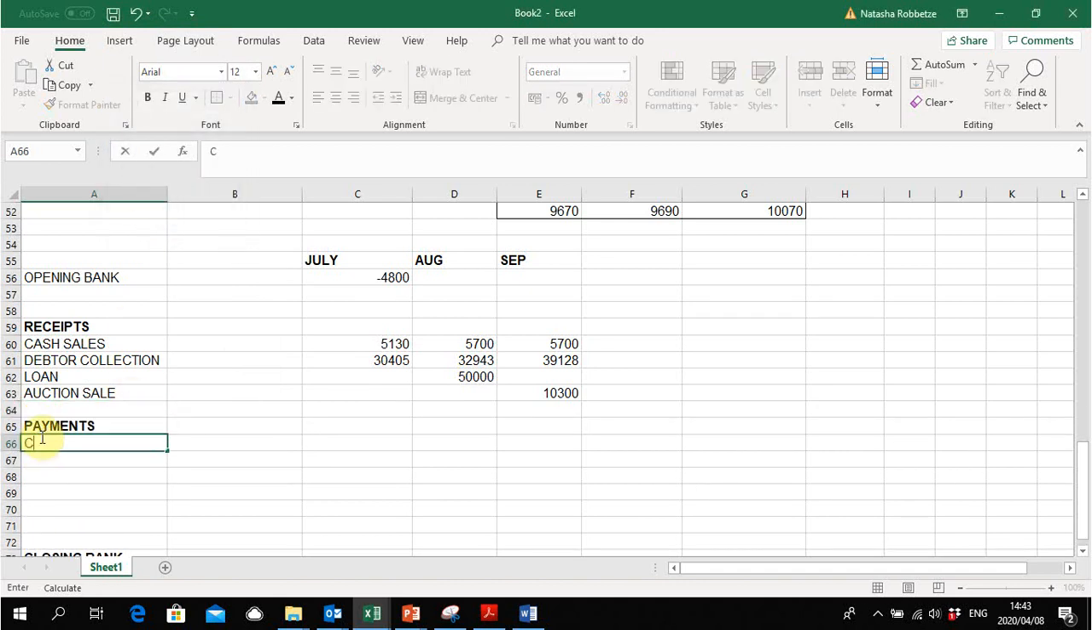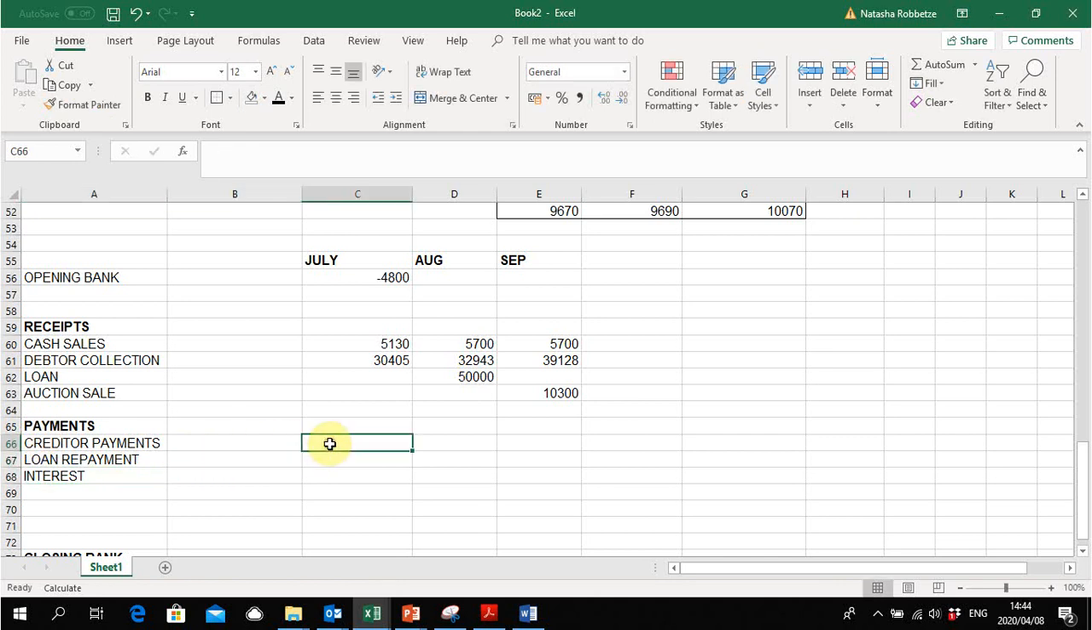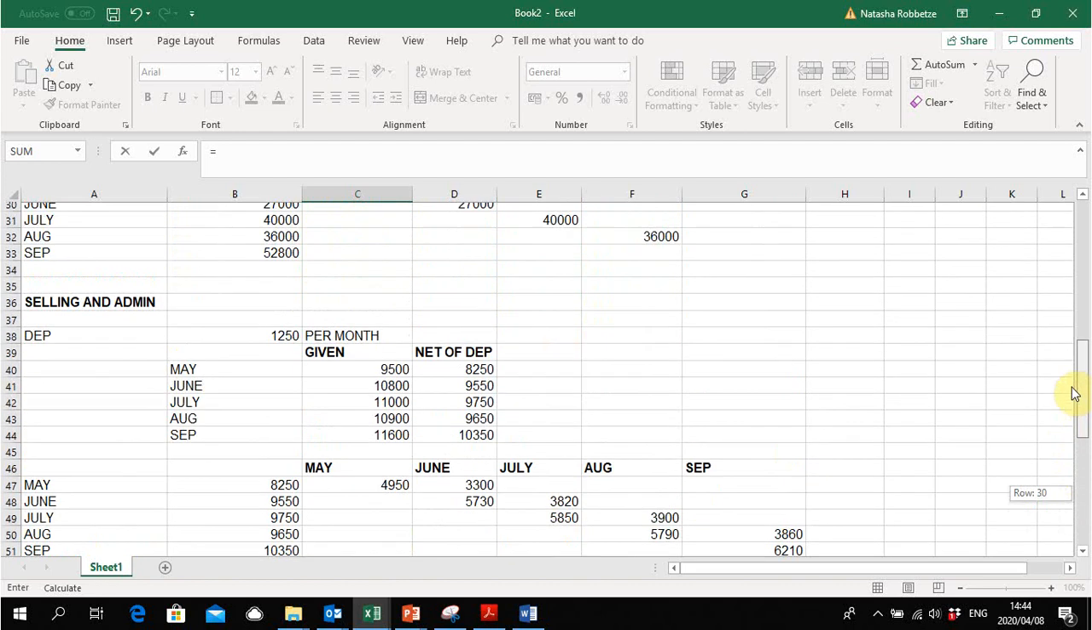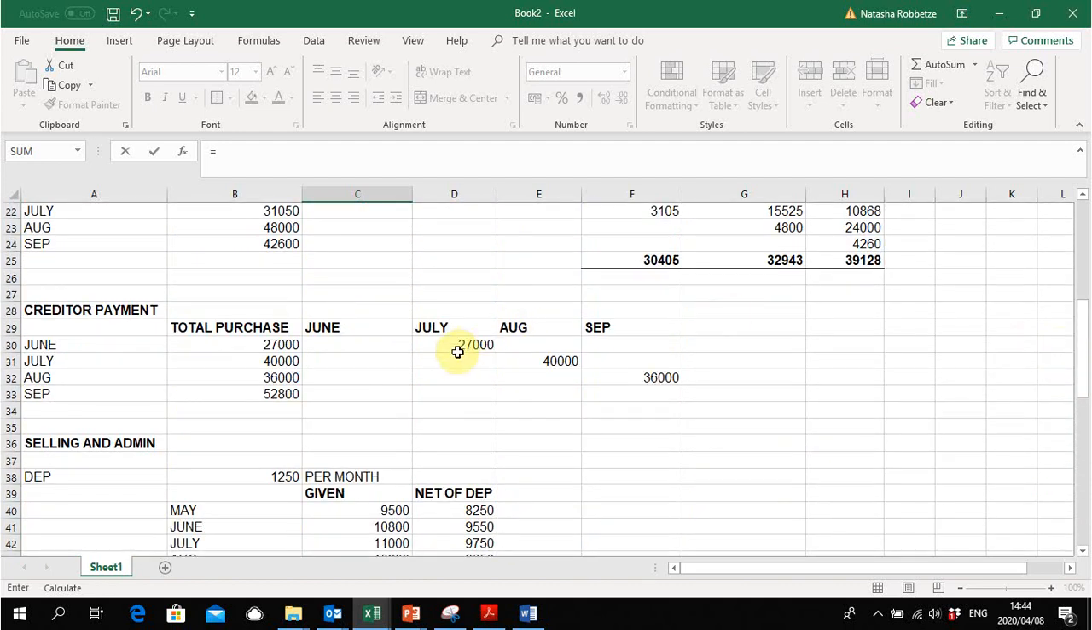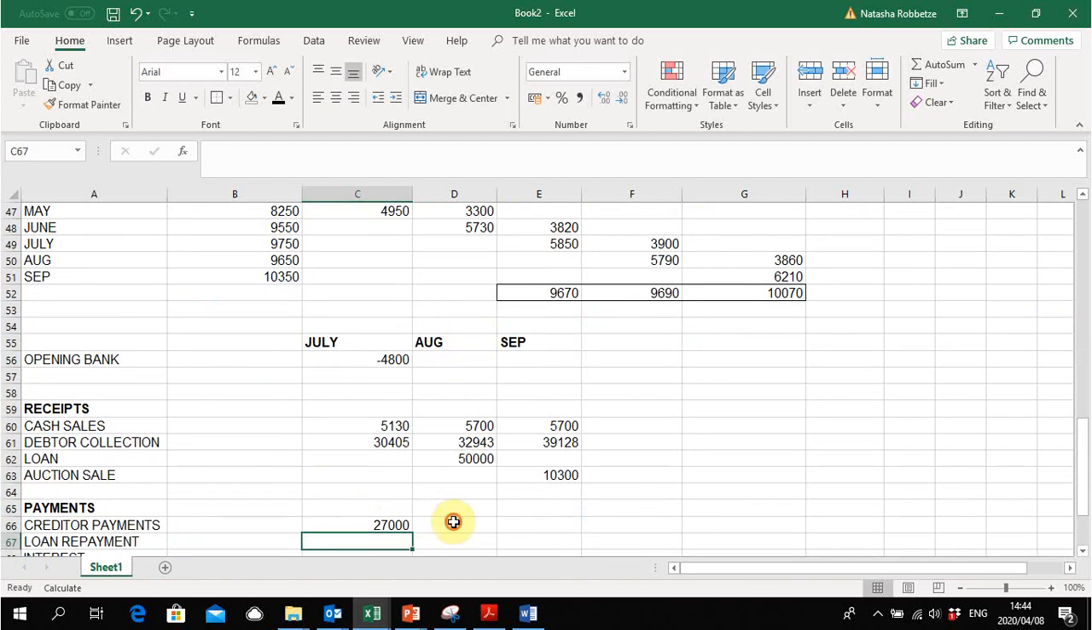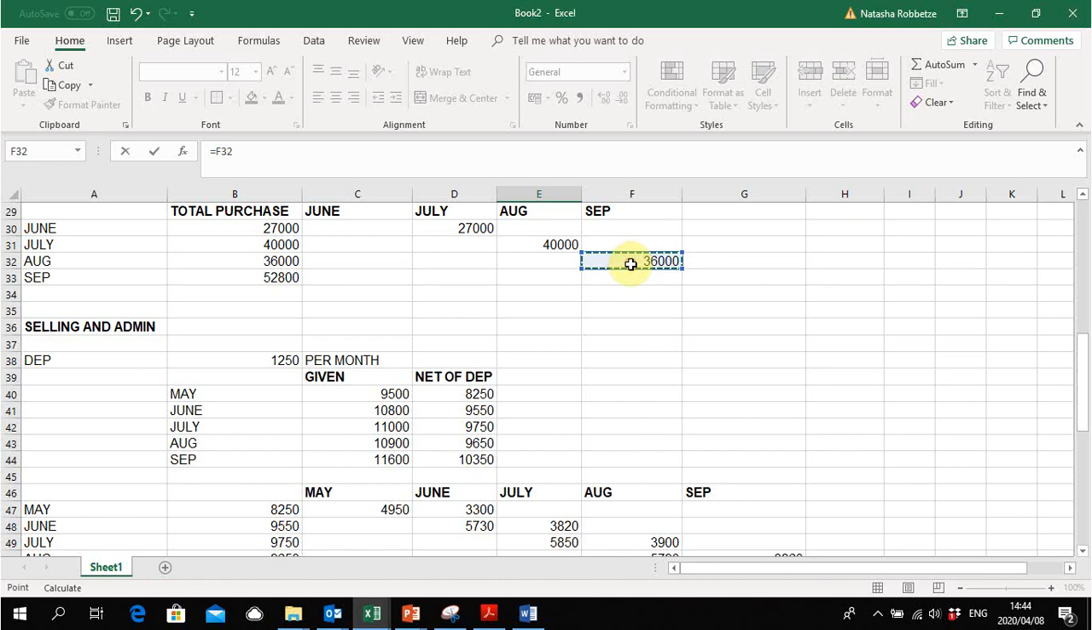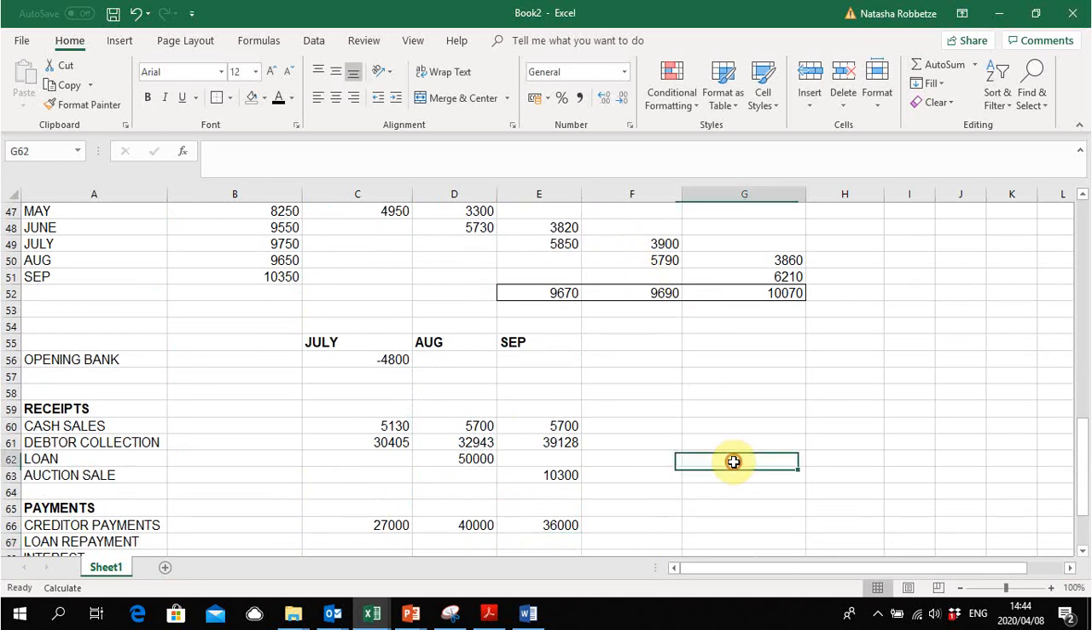Right, payments. We have some creditor payments that we need to do. Then I believe we have a loan repayment. We also have some interest. So for the creditor payments, again, I'm just going to go back to my calculations. For July, it was 27,000. Then it was 40,000. And in September, it was 36,000.